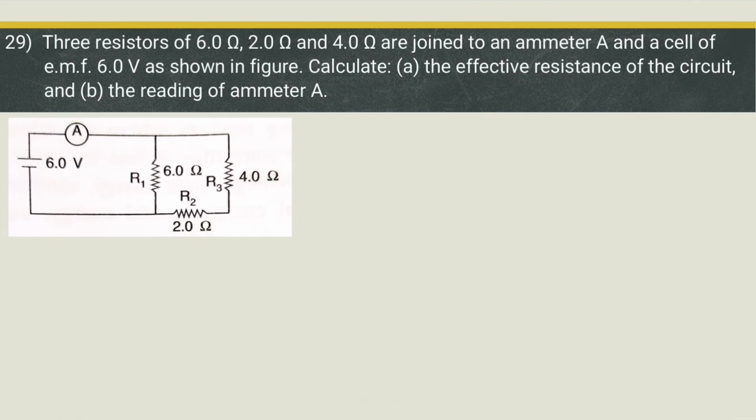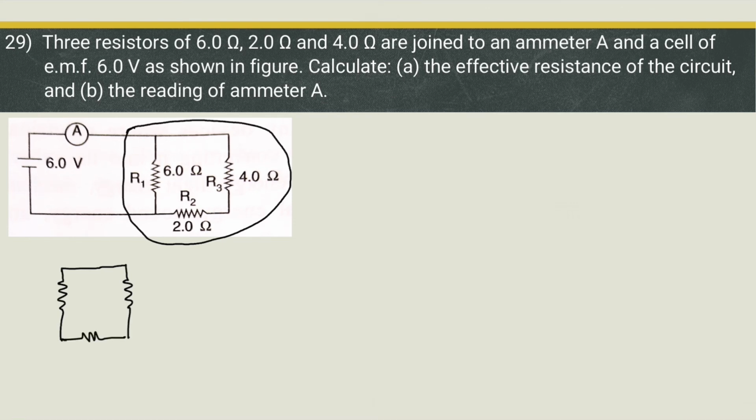Next question. Three resistors 6 ohm, 2 ohm and 4 ohm are joined to an ammeter A and a cell of EMF 6 volt as shown in the figure. Calculate the effective resistance of the circuit. Now as you can see that three resistors here are connected in a network. Let me draw that network separately here. 2 ohm, 4 ohm and 6 ohm. This is point X junction point, this is junction point Y. So we will have to find out equivalent resistance between X and Y.